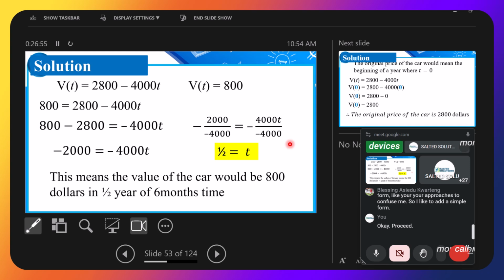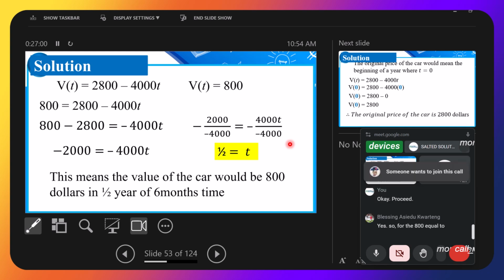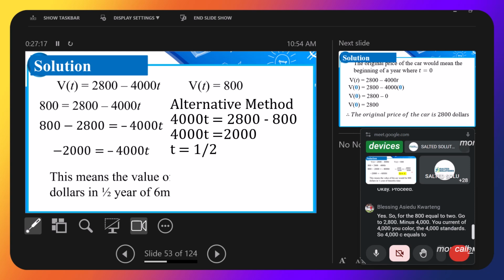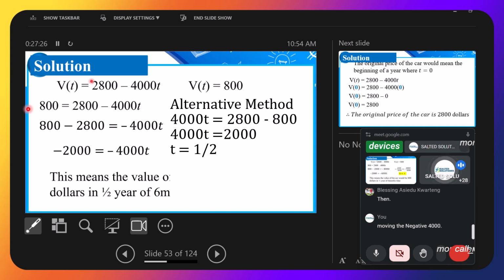So for the 800 equal to 2,800 minus 4,000 t, you can let the 4,000 t stand alone. So 4,000 t equals 2,800 minus 800. Okay, so if I get your point, you are moving the negative 4,000 t to the left hand side, whilst you bring the 800 to the right hand side. Yes. Okay, good.